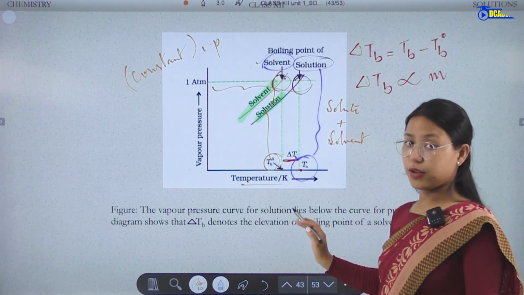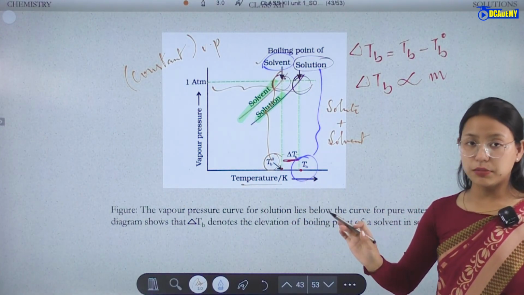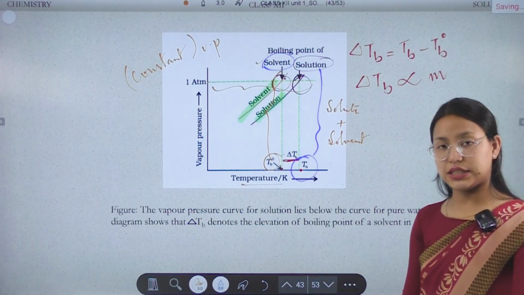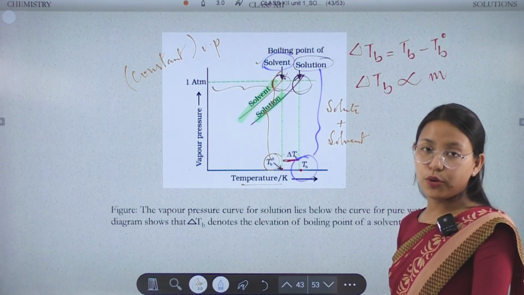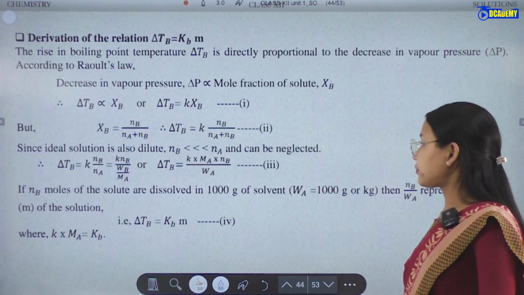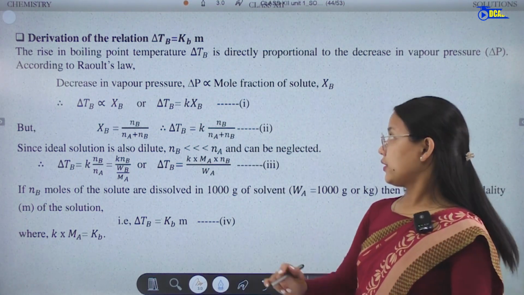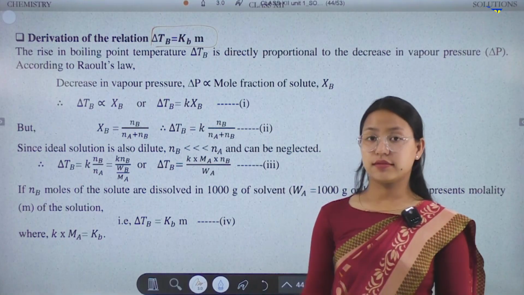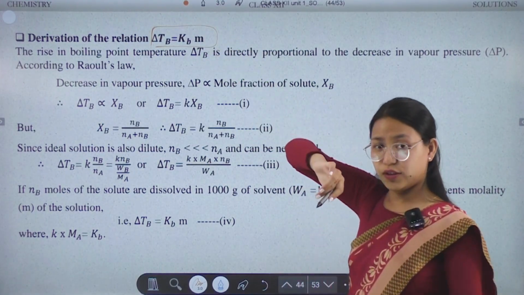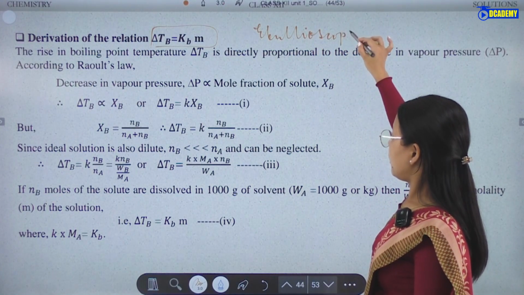So from this graph we came to know that when there is a pure solvent and it is mixed with some other solute, the boiling point of the solvent increases when it forms the solution. This is why elevation of boiling point is a colligative property. For the derivation, delta TB equals KB m, where KB is known as the ebullioscopic constant.